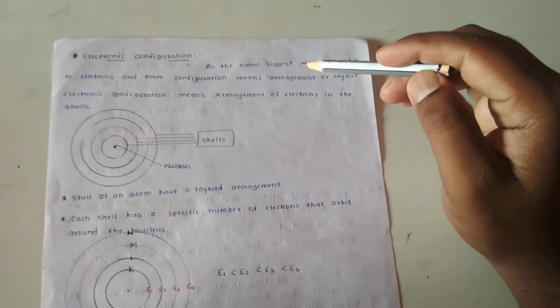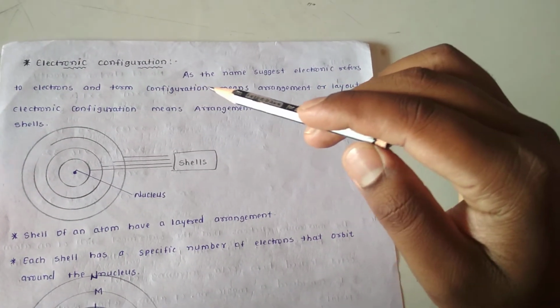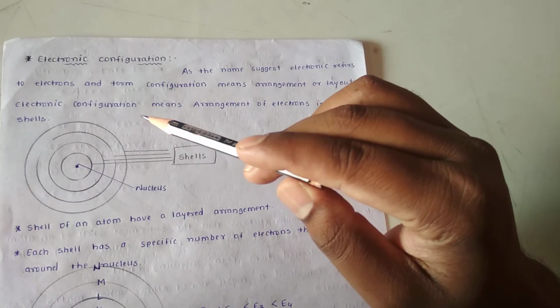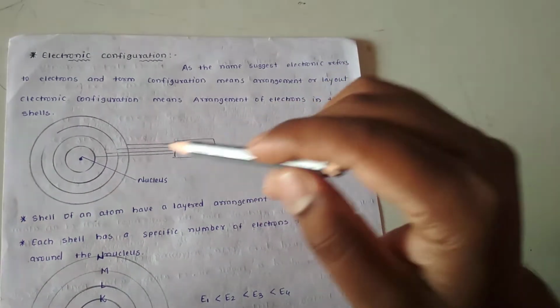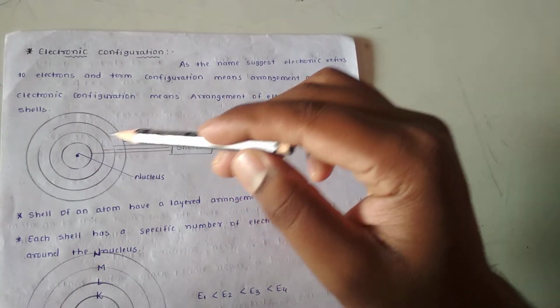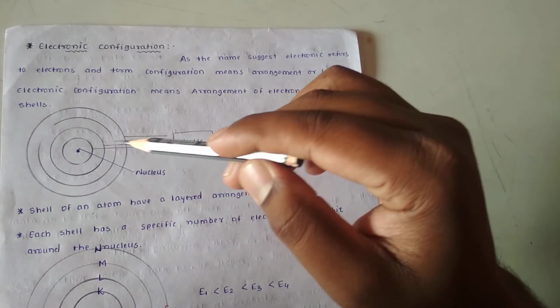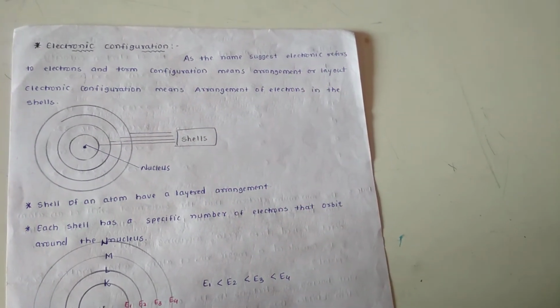As the name suggests, electronic refers to electrons and the term configuration means arrangement or layout. Electronic configuration means arrangement of electrons in the shells. Another name for the shells is orbit. So here there are 4 shells and the center one is called the nucleus.